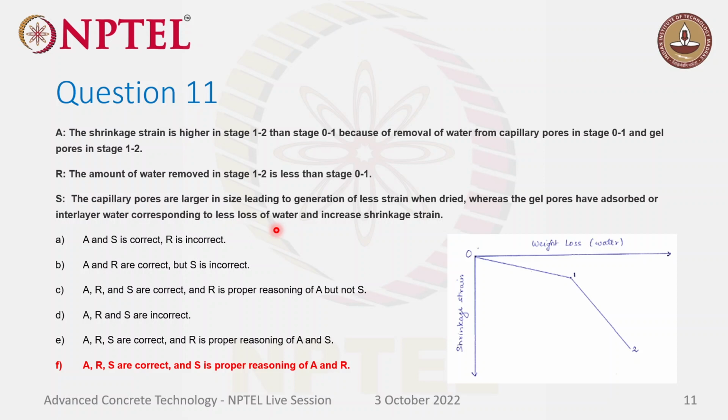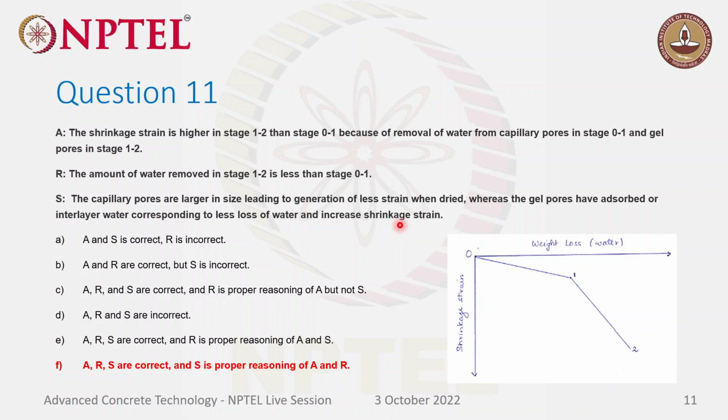fine pores. Drying out of water from the very fine pores will cause a higher amount of strain compared to the water drying out from the capillary pores. So that's why, even though the weight loss is much higher in stage 0 to 1, it has led to a very small amount of shrinkage strain compared to stage 1 to 2. Okay, so this is the reason.